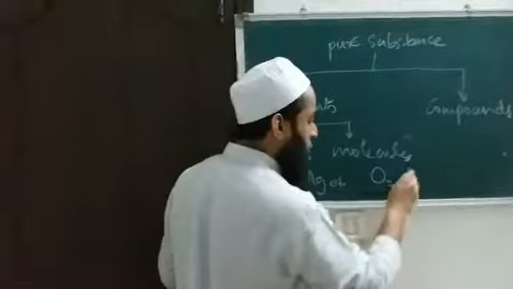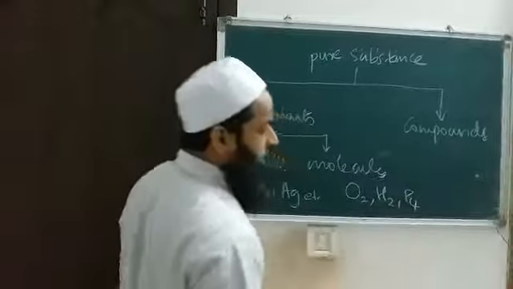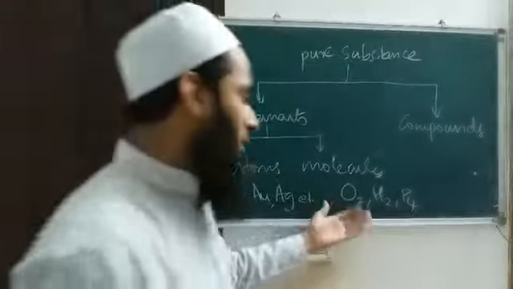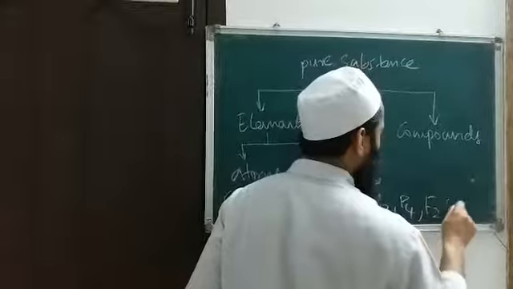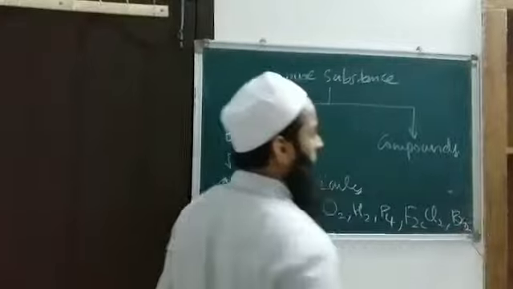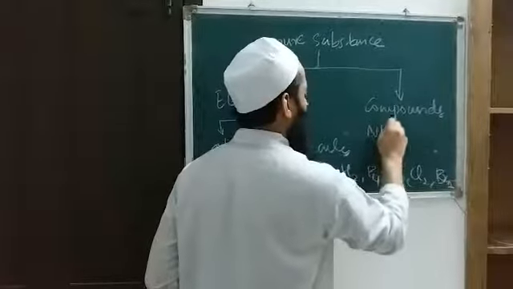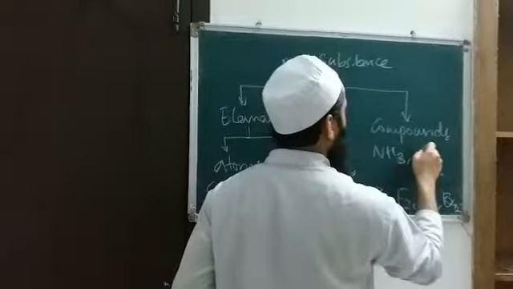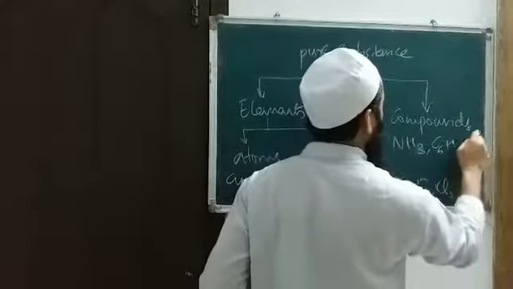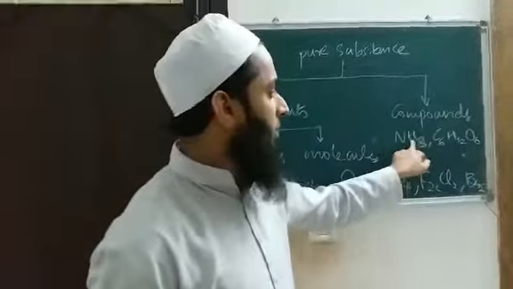For example, you have O2, H2, then you have P4, which is for phosphorus. You have hydrogen, oxygen, fluorine, chlorine, bromine, and so on. So these are the examples of molecules. Now compounds, you have, say, ammonia, glucose, and so on. So here you see more than one kind of atom is present. You have water, more than one kind of atom is present, right?